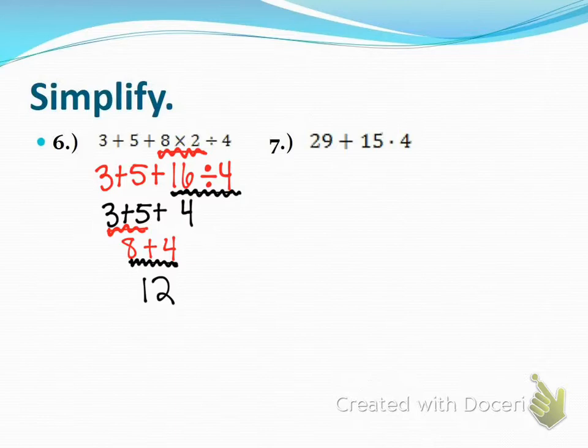On number 7, what operation happens first? Good. The multiplication, 15 times 4 is 60. This one's pretty straight and simple to the point because our last step is just to add, and we get 89.